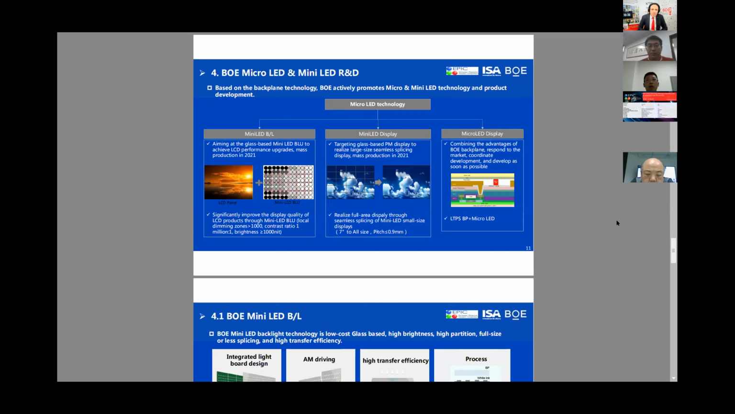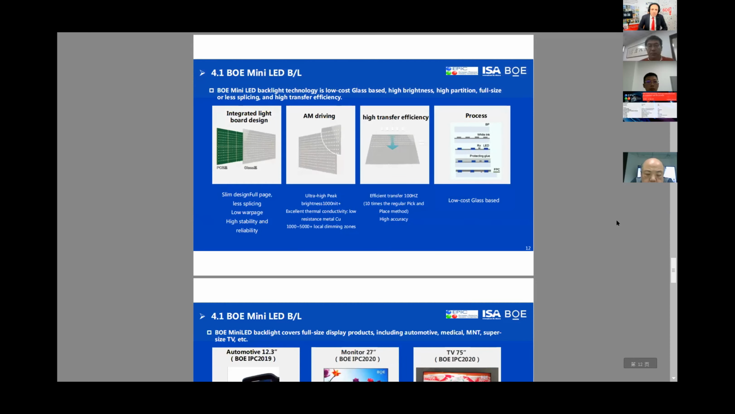And the third direction is the micro LED display. In this area, together with our backplane technology advantages, we're going to respond to the market, coordinate our development, and develop as soon as possible. Currently, we are researching further advancement of backplane driver technology and integration with micro LED technology.